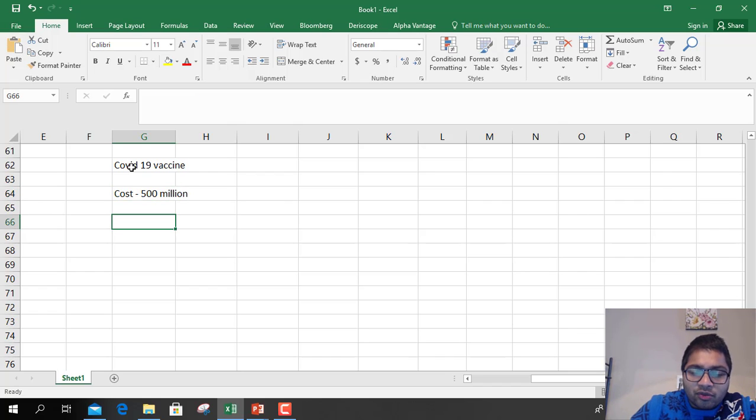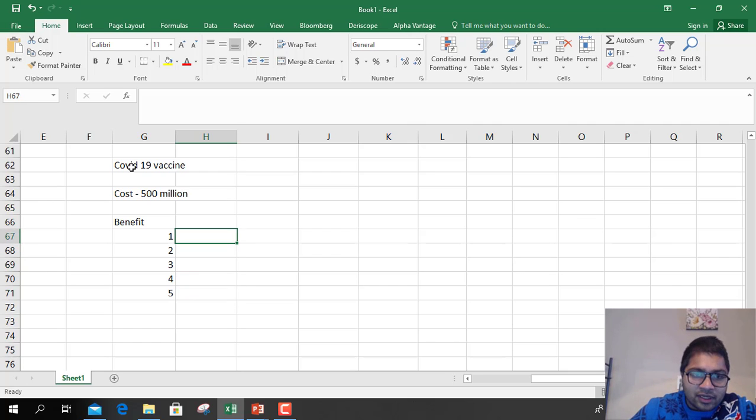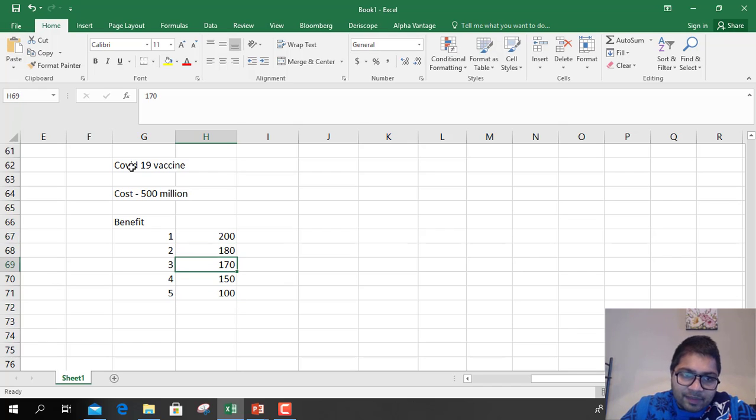But the whole world is going to buy from you. So the benefit is going to be as follows. So 1, 2, 3, 4, 5. 5 years everyone will be immunized. So initially the benefit will be 200 million. Everyone would want it. Then 180 million. Then let's say 170 million, 150 million and 100 million. Okay. So this is the benefit profile.